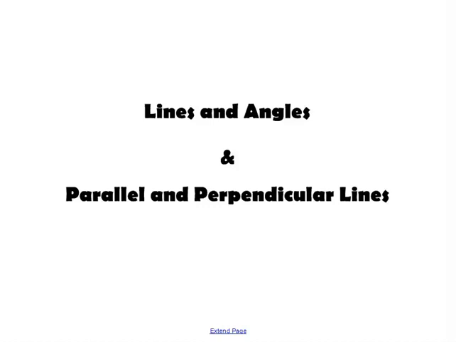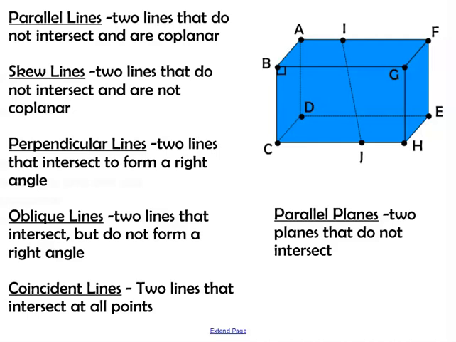Lines and angles in parallel and perpendicular lines. Parallel lines are two lines that do not intersect and are coplanar. So that word coplanar means they're on the same plane. An example of parallel lines on our diagram are right here. Line AF and BG.